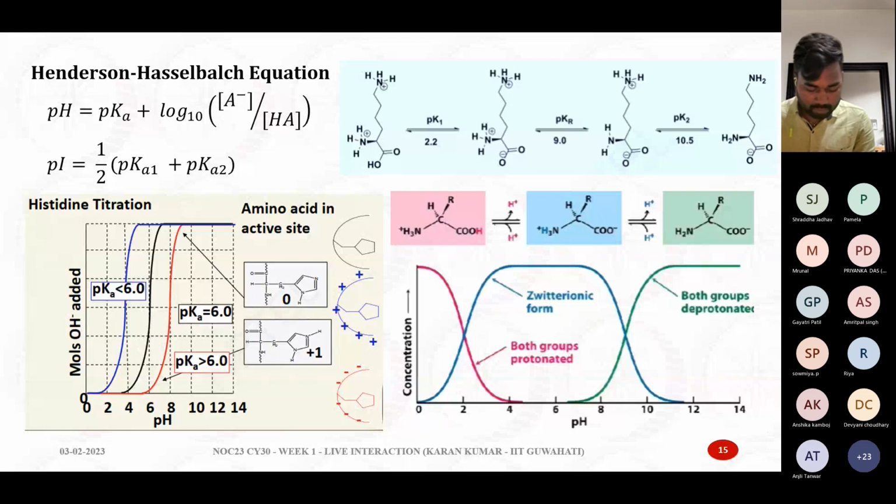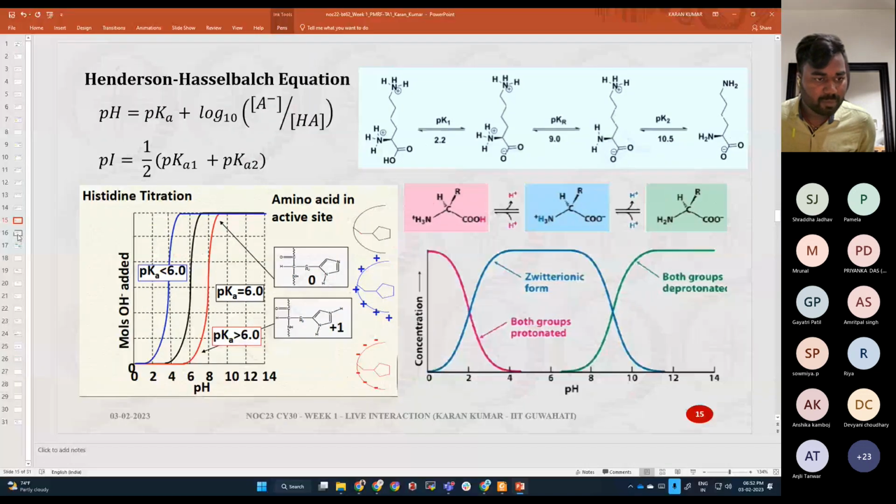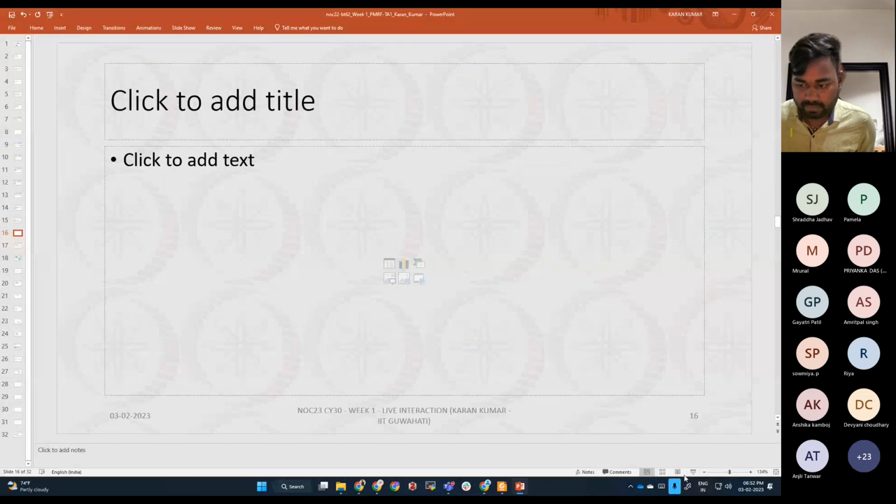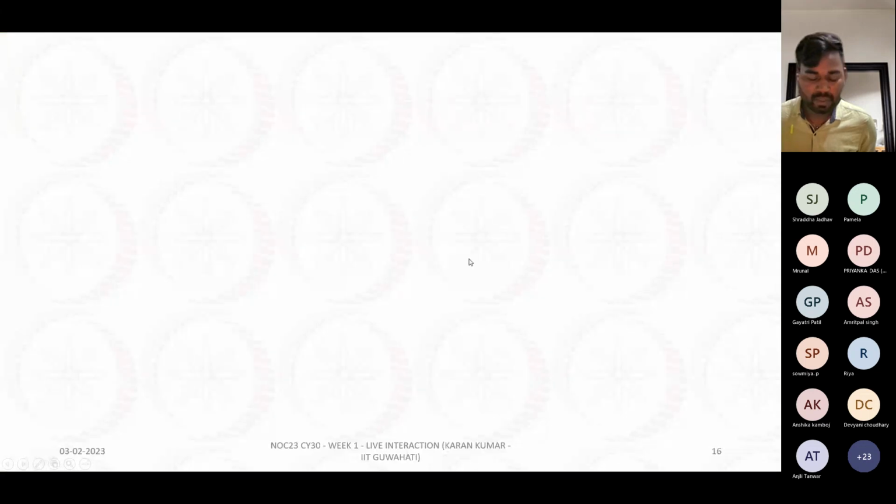To know how to recall all these things, let me tell you first, normally, let me add another slide here. Is my screen visible now? Right? The complete blank screen.